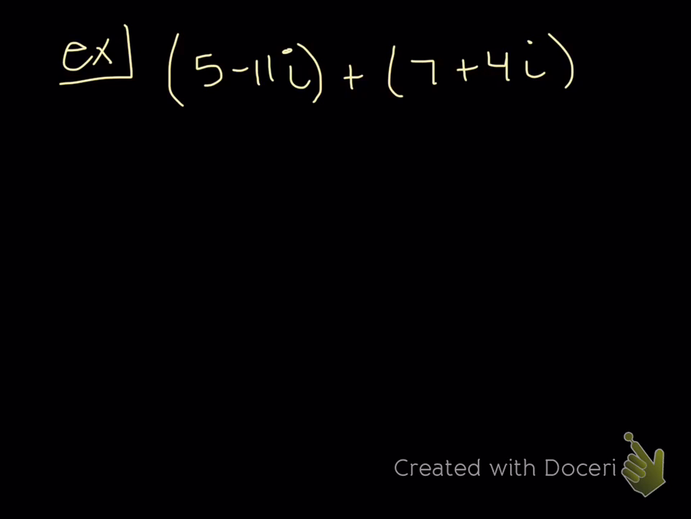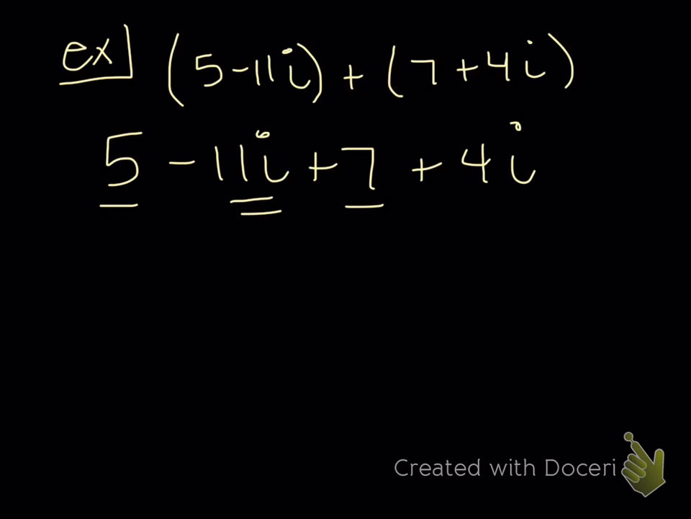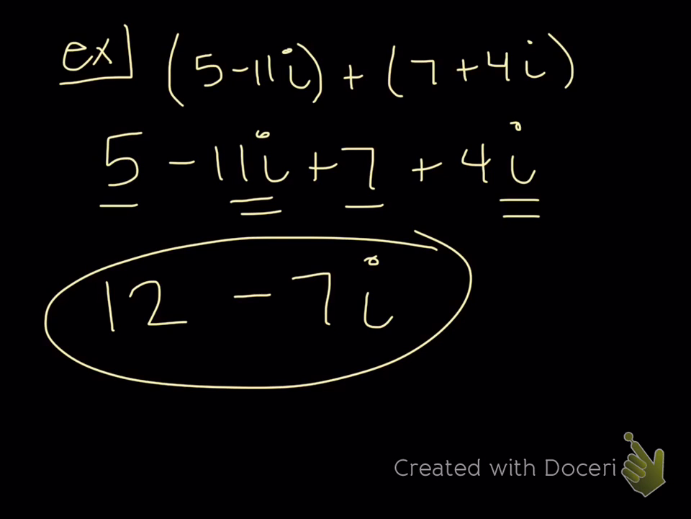So here nothing's happening to these quantities, so I can actually drop the parentheses. And we're going to combine like terms, so I can combine these two and then these two. So 5 plus 7 gives us 12, and then I have minus 7i. So that's our final answer for adding. So 12 is the real part, -7 is the imaginary part.